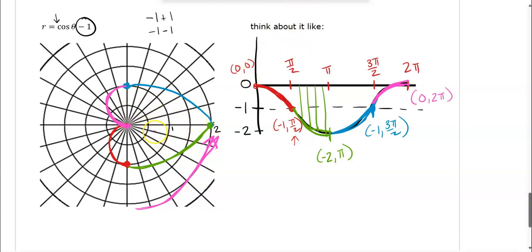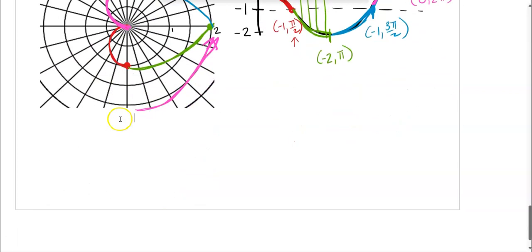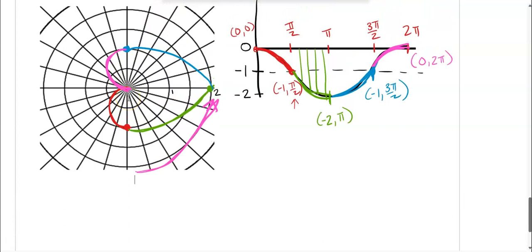So it's a nice little cardioid. So that's what I have for this one. Okay. Hopefully that makes some sense, but I'm going to do some more in another video and we'll go from there.